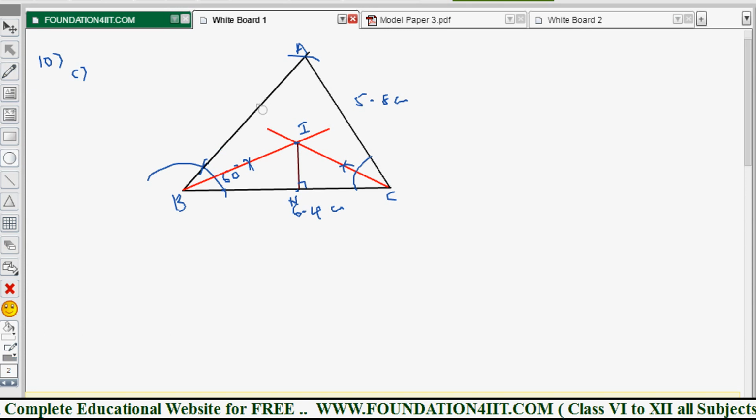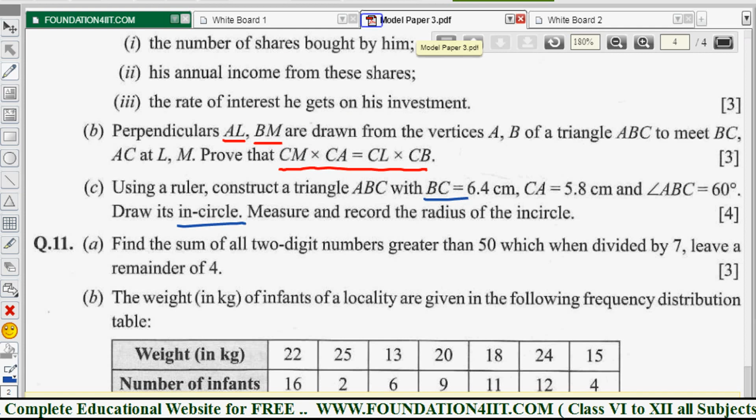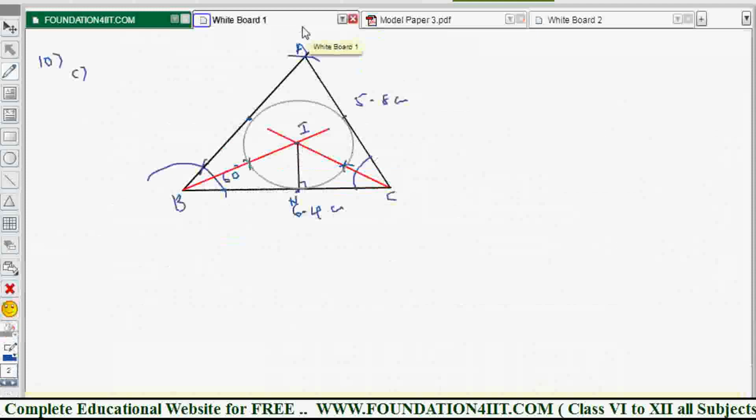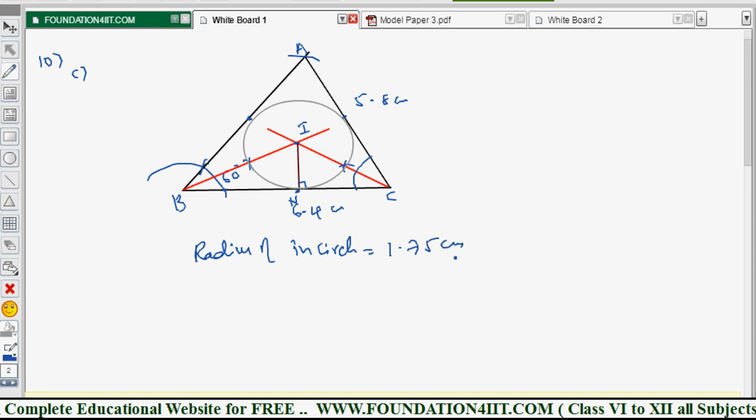So from this, draw the circle. You should draw the incircle. Just by touching, it will automatically touch all three sides. This is the incircle, and measure and record its radius. You can measure the radius using the scale, and approximately in this problem the radius of the incircle is 1.75 centimeters. Right?